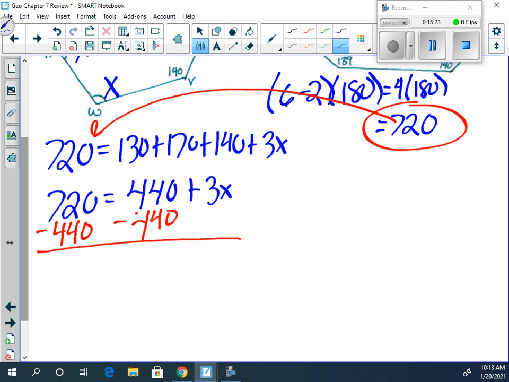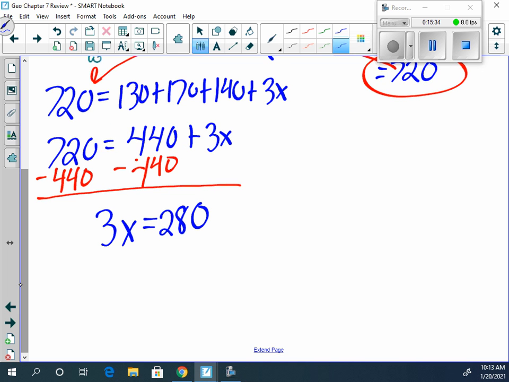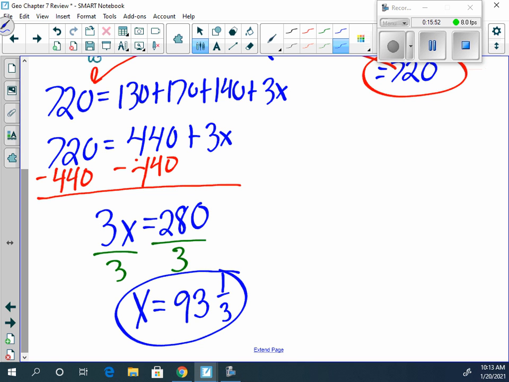Now, if we subtract 440 from both sides, we'll get 3x by itself, and 3x is going to equal 280. And lastly, we can divide both sides by 3. 280 divided by 3 is 93 and 1/3, or 93.3 repeating. Yes?